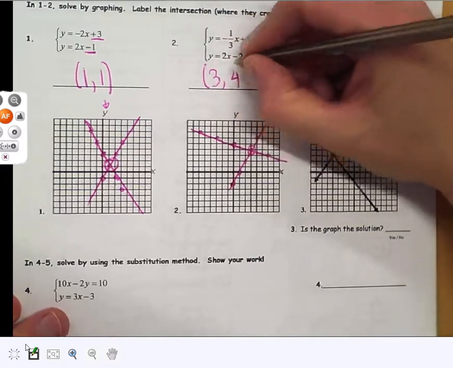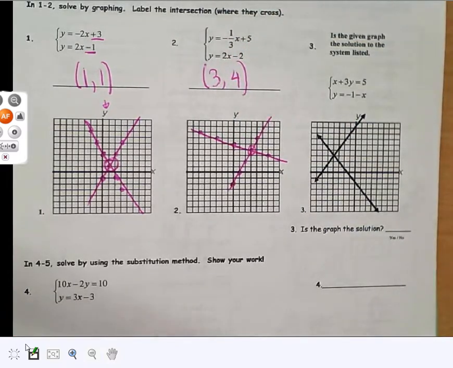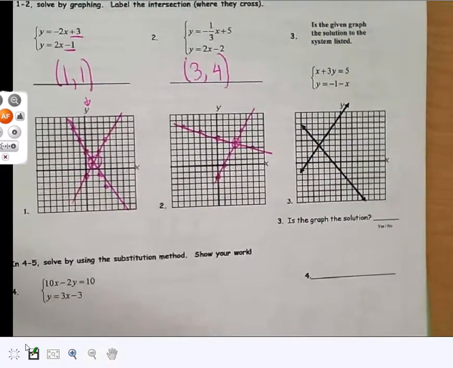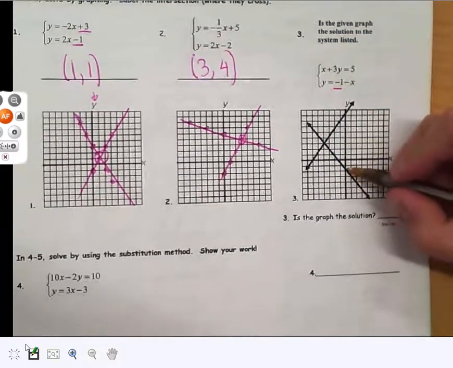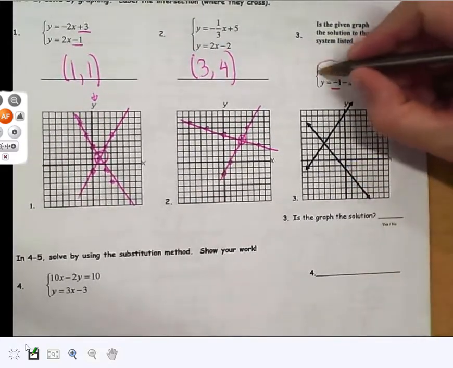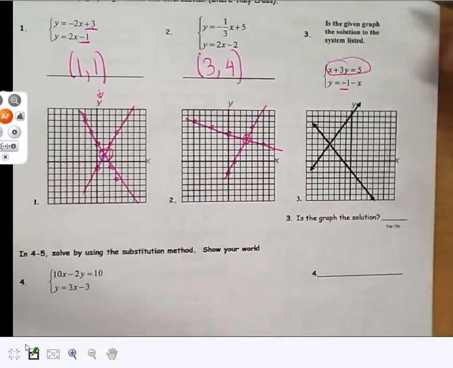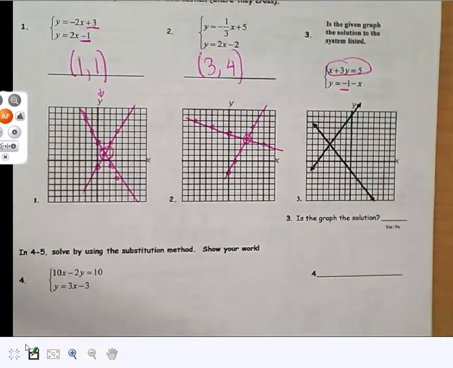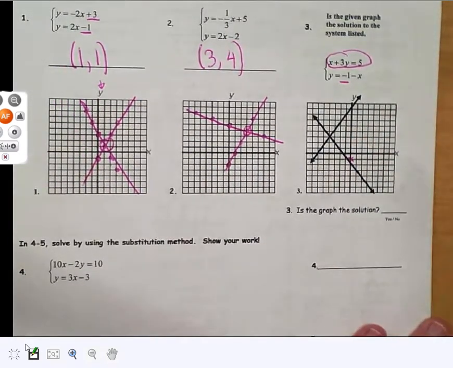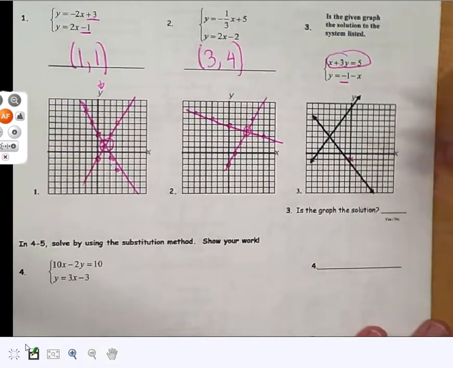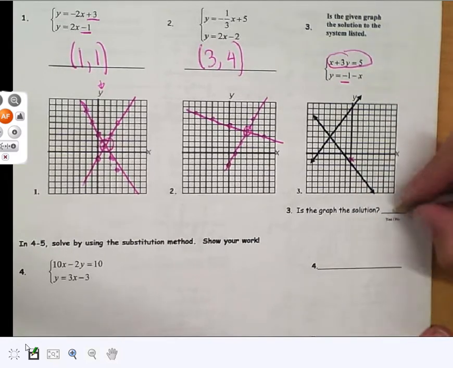So our third question asks, is the given graph the solution to the system listed? So I'm going to start by graphing. Does it start at negative 1? You'll notice I skipped this equation. It's a little harder to graph in standard form, so I went for the slope-intercept form. And I looked, and I said, no, it does not start at negative 1. It's below. Right away, I know it doesn't match. But I'm going to go ahead and solve it anyway.